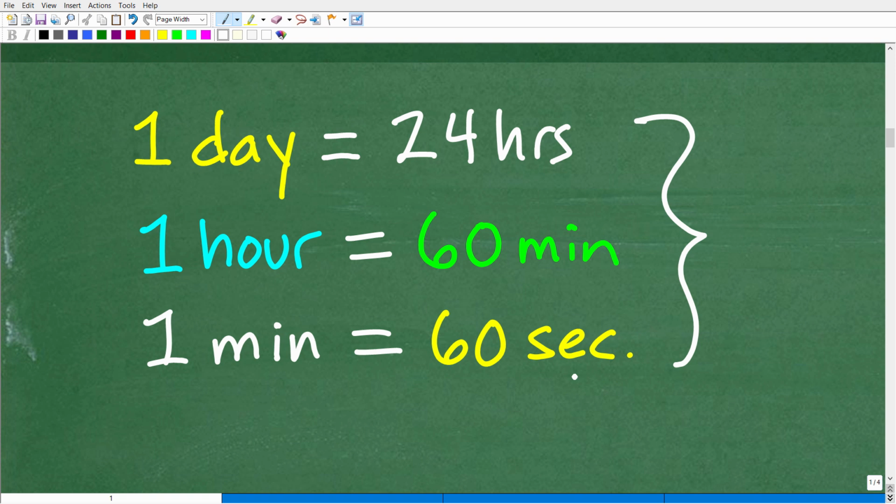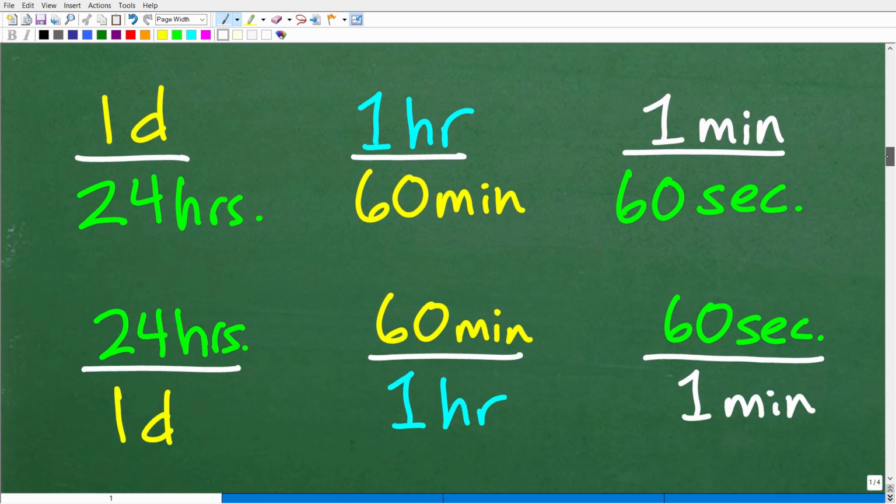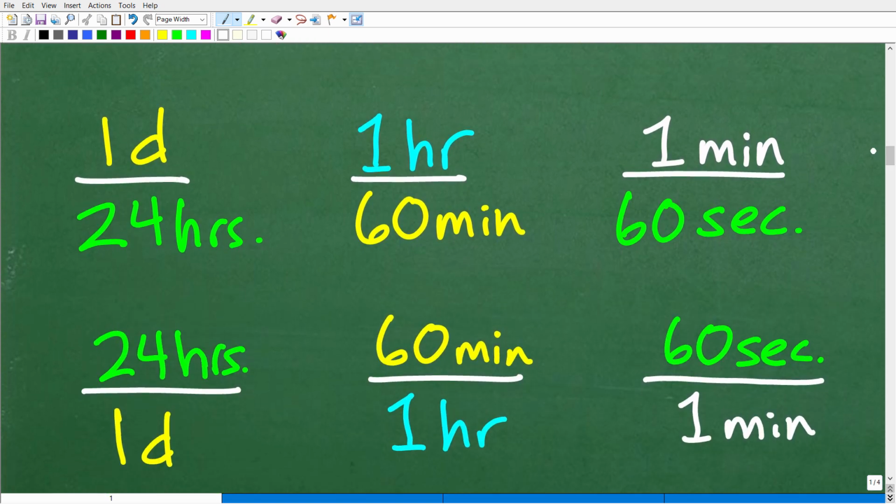So what am I talking about? Well, let me go ahead and show you, right? So 1 day to 24 hours, 1 hour to 60 minutes, 1 minute to 60 seconds, okay? So we want to write these as fractions. And these things here are called conversion factors, okay?